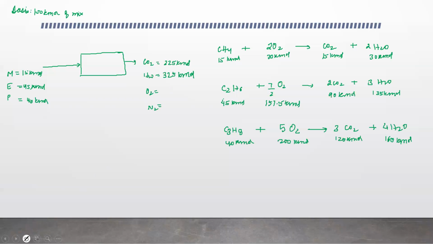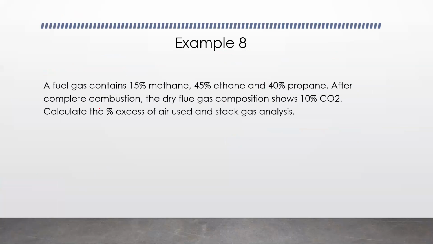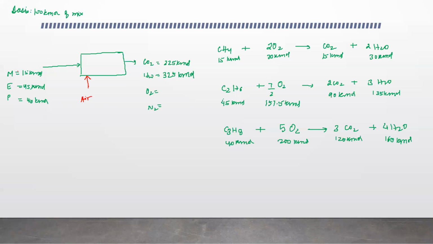All right. Then we also have air that comes in, right? They have said that the dry flue gas composition shows 10% carbon dioxide. Dry flue gas composition means apart from water, the remaining. So it has 10% carbon dioxide. That means 0.1 into X, where X is the dry flue gas, is 225. So X you are going to get as 2250 kilomole.